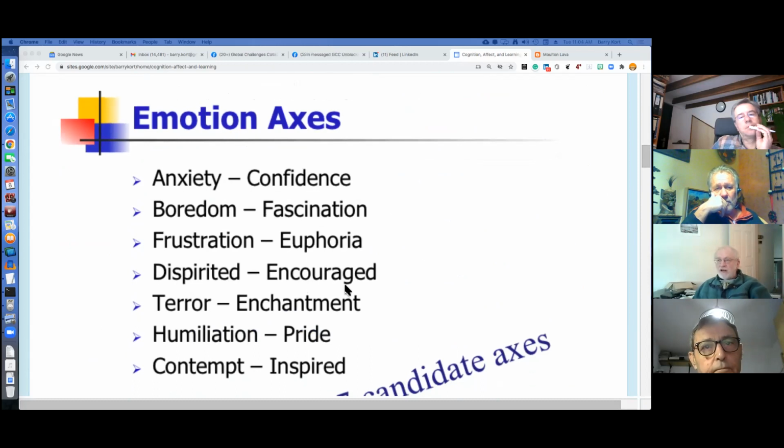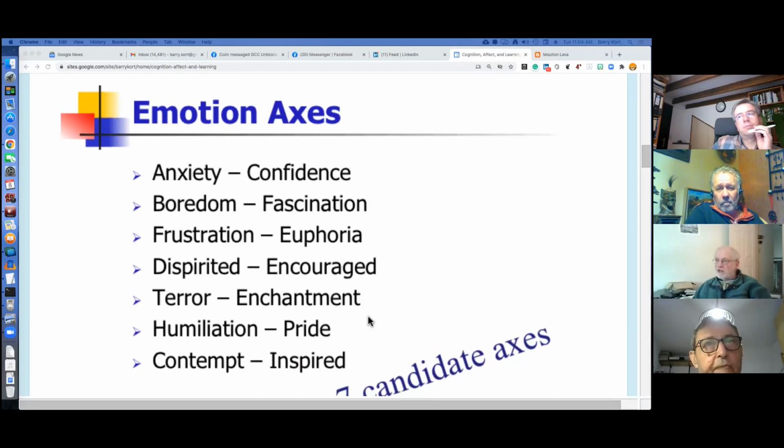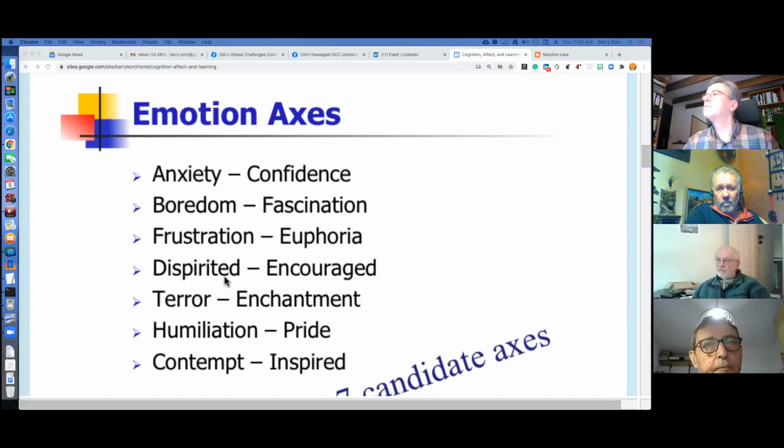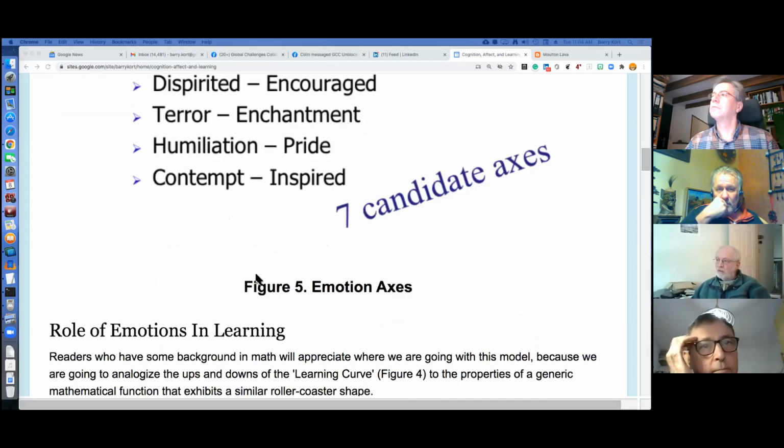There's a spirit axis, there's a fear axis, there's an embarrassment-pride axis, and a contempt and inspired axis. You can pick as many emotion axes as you think are germane to learning, but these are the ones I ended up picking, starting with this one at the beginning and working my way down.